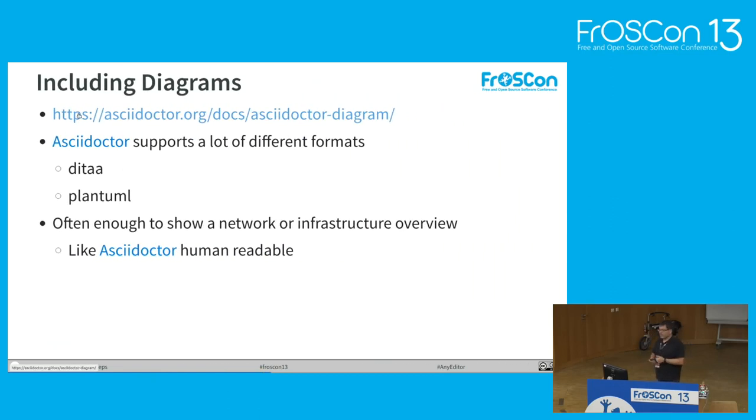Including diagrams, I already mentioned, it's human readable, so I can just open it in VI or any editor and change something. I can even open the text file on my mobile in any editor, or even with a Git client, which I use on my Android, and commit my change and get a new updated documentation. So I can use these diagrams here, this DITAA or PlantUML.